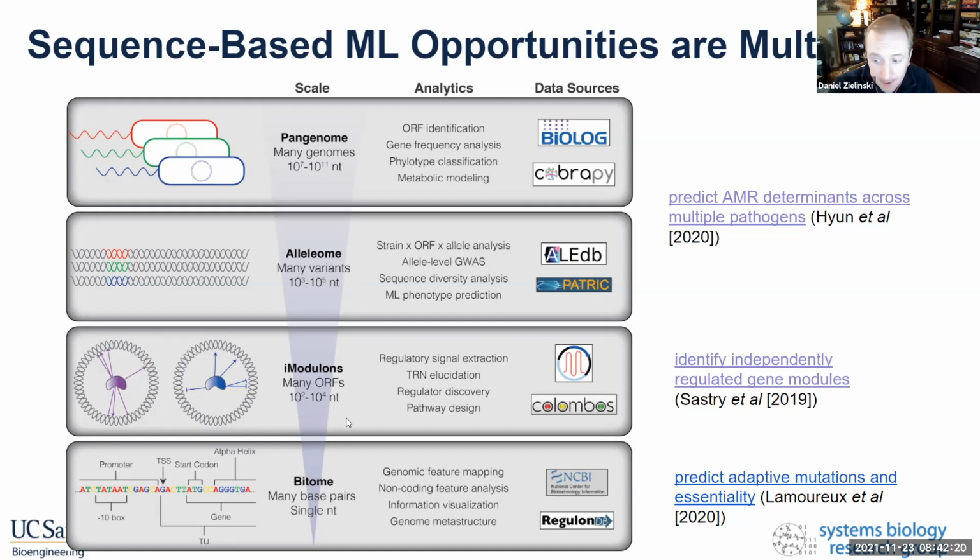So we're going to start to link the Bitome to these other data types. And one of the case studies I'll touch on later is actually using the Bitome to predict imodulons. And so I think in the future, we really want all of these layers to be interoperable, and machine learning is a great tool to make that happen.